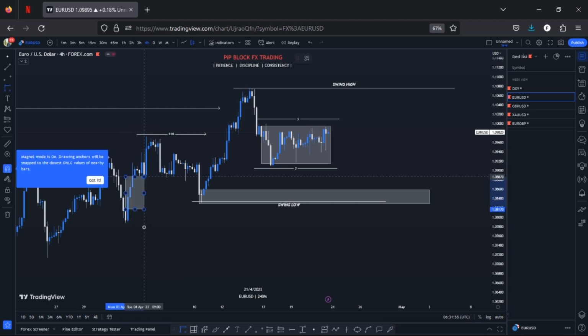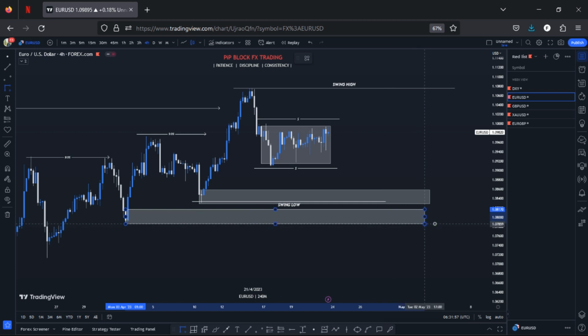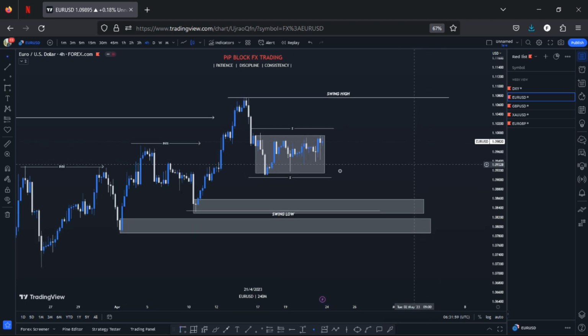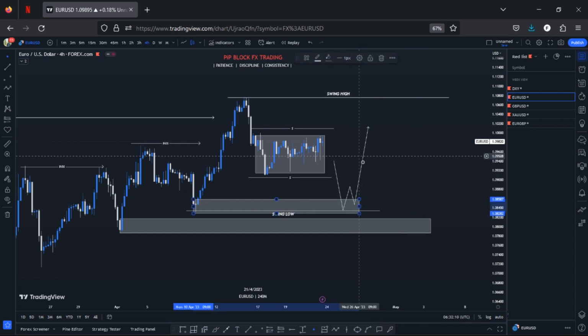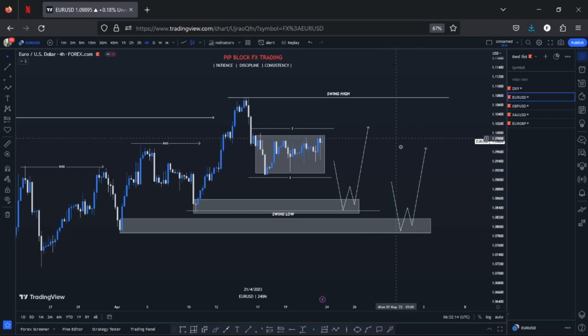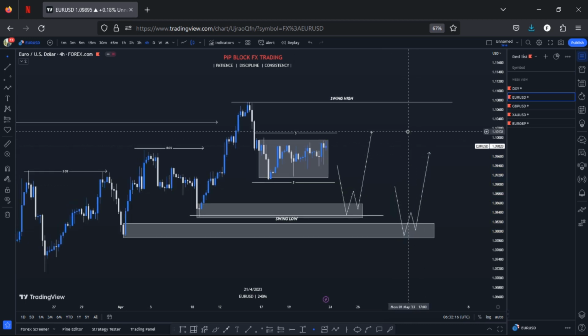So I have these two zones right here. I'm expecting the market to trade into one of these zones, look for reasons to buy, then I go for my buys on this particular pair. So this is what I'm going to be expecting for Euro USD.